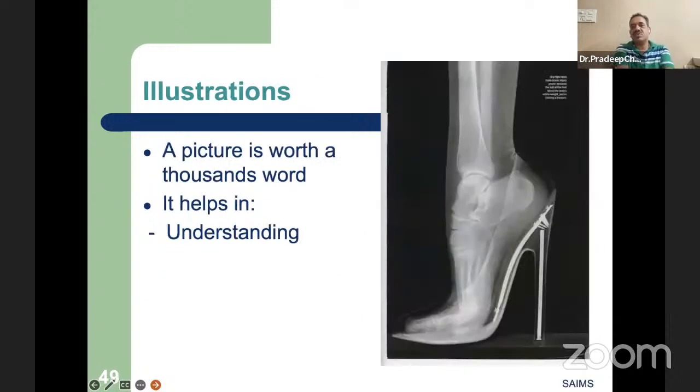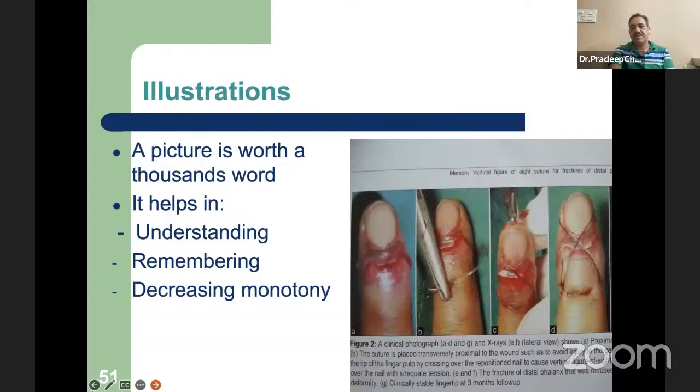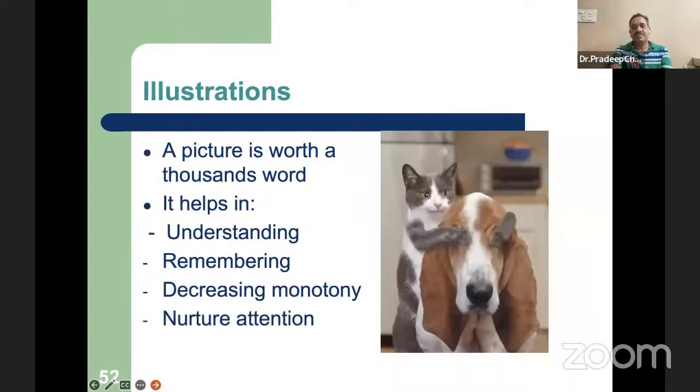An illustration or picture is worth 1,000 words. It helps in understanding. So pictures should be given, but they should be relevant and memorable. There should not be irrelevant pictures. This is again a picture showing a wound and its repair. So the illustrations are good.